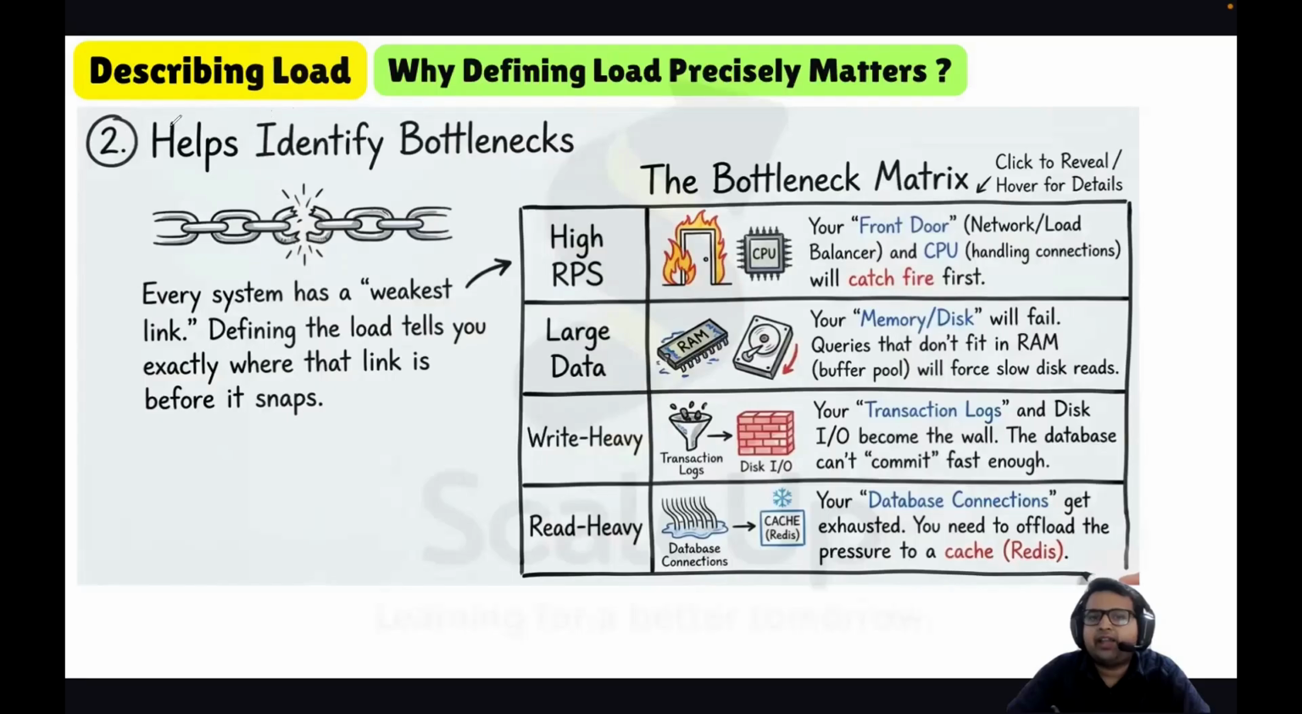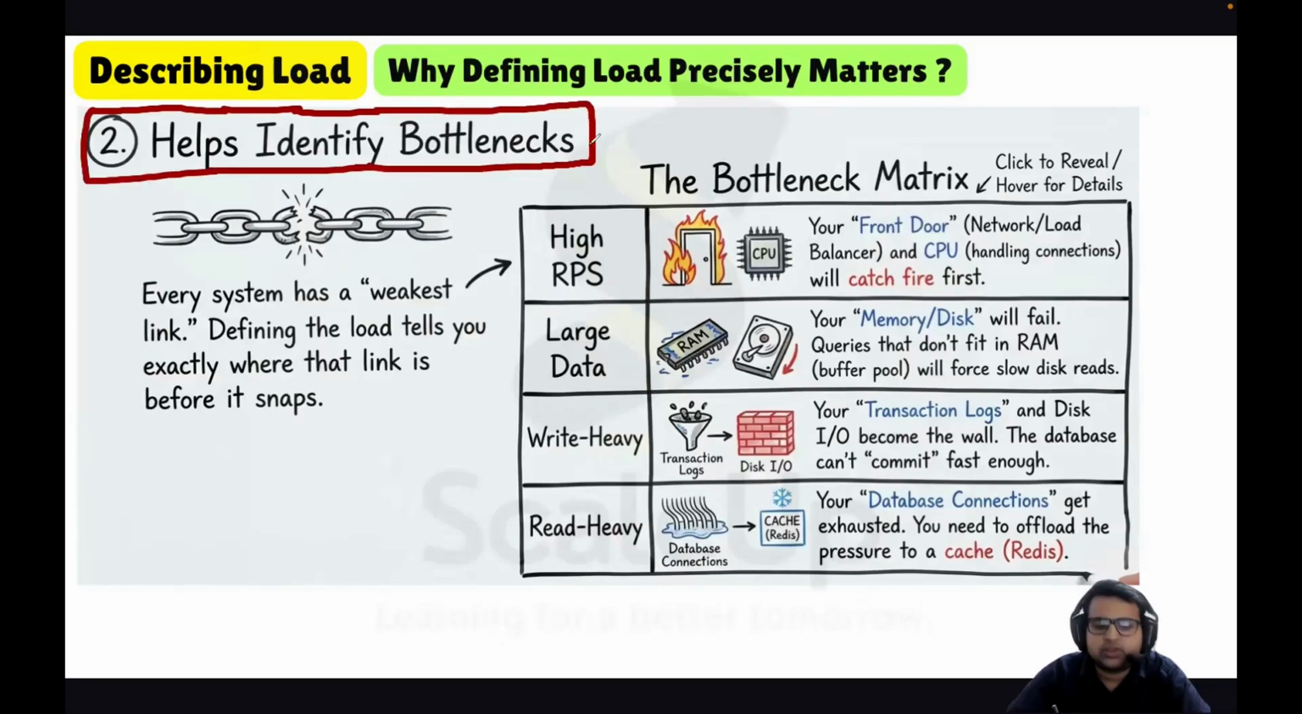If we define the load precisely, it helps identify bottlenecks. Every system has a weakest link. Any system you design might have a weak link. If you define the load precisely, it tells you exactly what the weakest link is so that you can take care of it. So let us understand the bottleneck matrix.